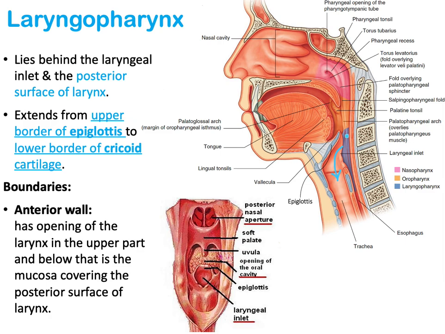It is behind the inlet and the larynx itself, extending down. The laryngopharynx is the end of the pharynx and the start of the esophagus, right? It extends from the upper border of the epiglottis, this is the epiglottis, to the lower border of the cricoid cartilage, this is the cricoid cartilage. Anteriorly, it has an opening to the larynx in the upper part, but below it's related to the mucosa here that covers the larynx from the back.